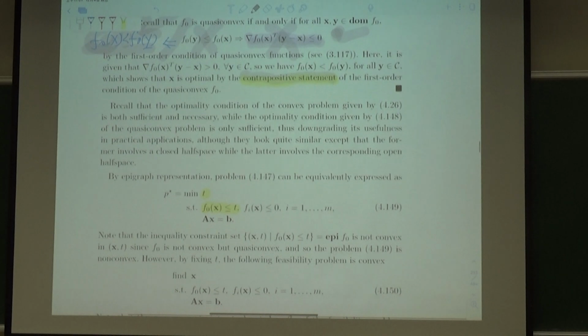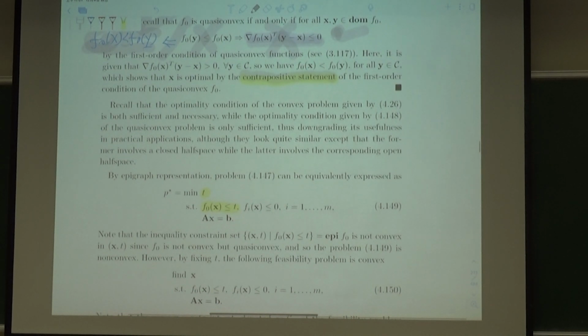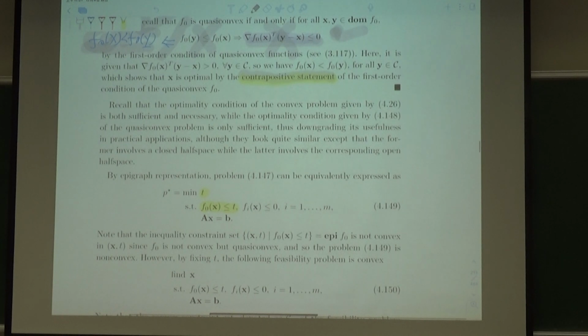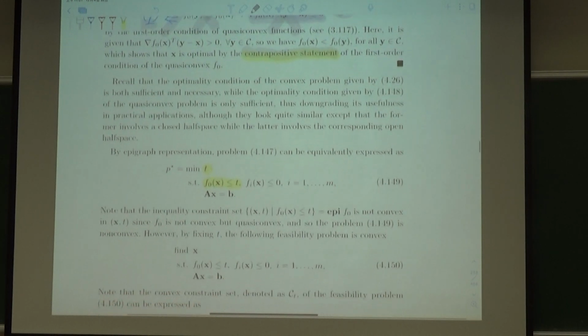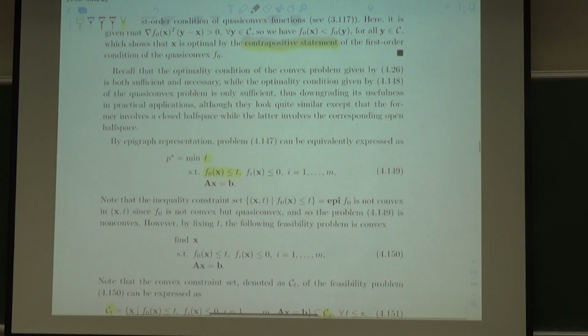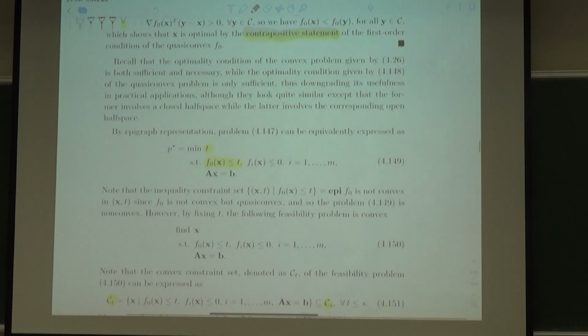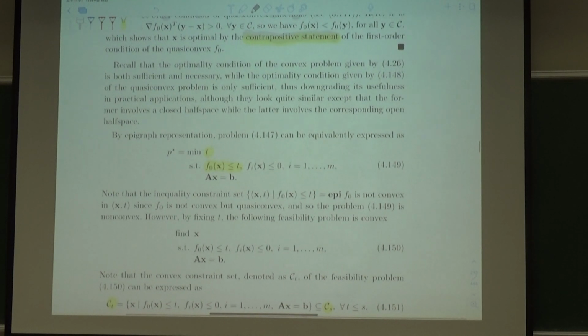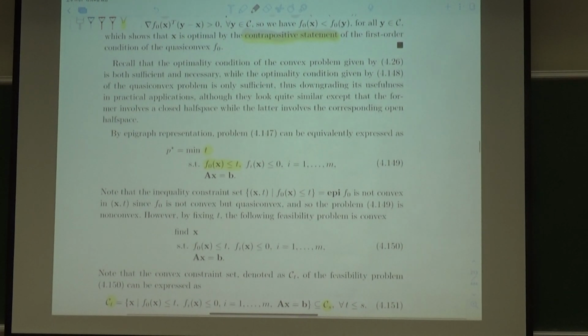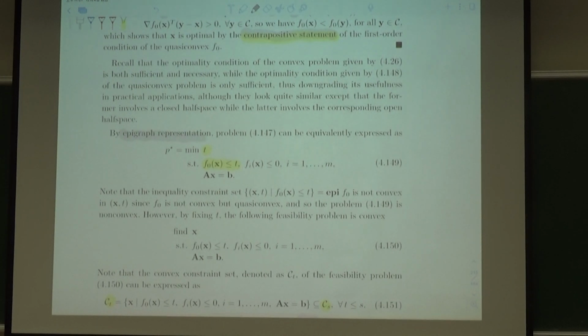But is there any practical approach for solving a quasi-convex problem? The answer is, unfortunately, yes. This is very popularly used in engineering and in communications. So let's look at this quasi-convex problem. First, we reformulate. You have learned some reformulations: epigraph representation, linear equality elimination, function transformation, and change of variables.